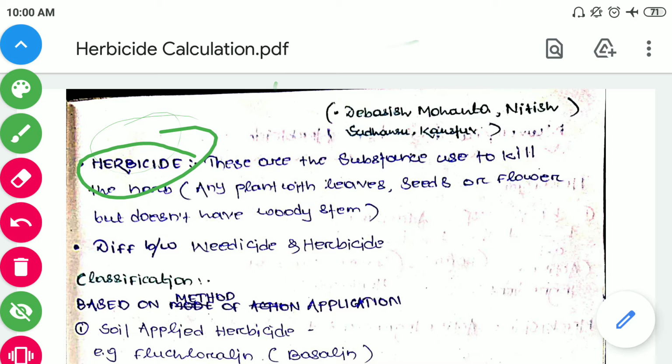Herbicide is a substance which is used to kill the herb. Herb is any plant with leaves, seeds, or flowers but doesn't have any woody stem.